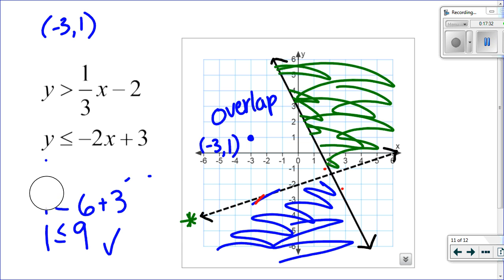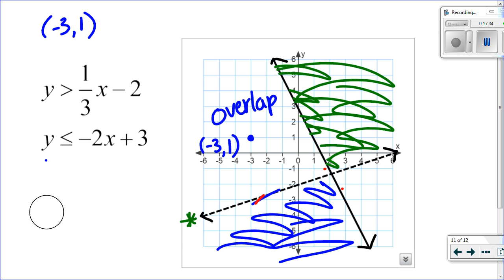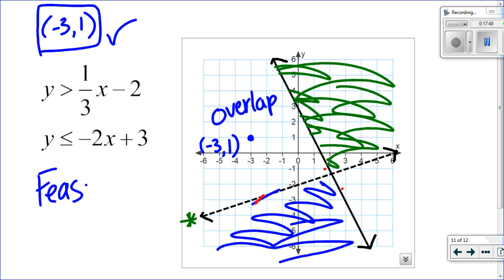So the point we chose that was in our overlap did work for both of those. So it looks like the region that we overlapped was a good region. That's called our feasible region. I'll bring that word up again in the future, but for now I think we're going to stop there.